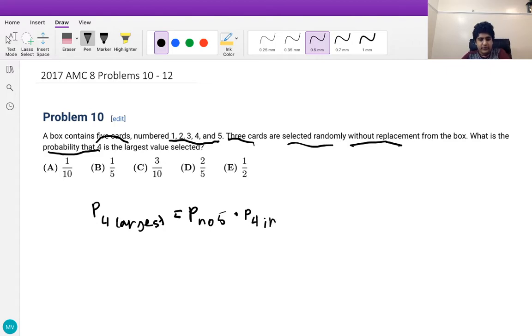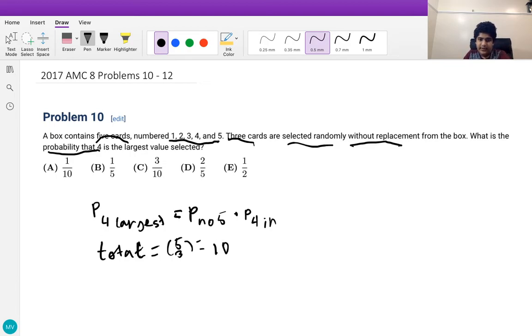The problem with this approach is that these cases are not mutually exclusive. If there isn't any 5, there's a higher chance that 4 is selected. Because of this, we need to do casework in order to find the number of successes and number of failures using this framework. So we know that the total number of ways to choose 3 cards without replacement is just 5 choose 3, since order doesn't matter when comparing values. This is simply equal to 10.